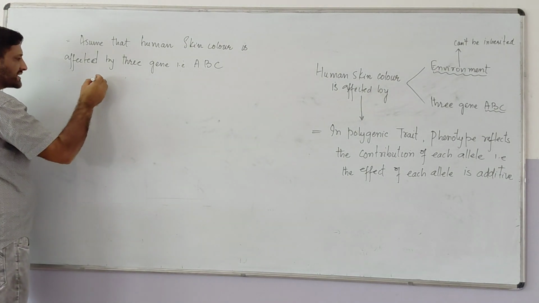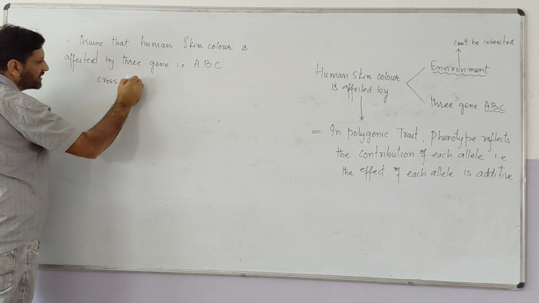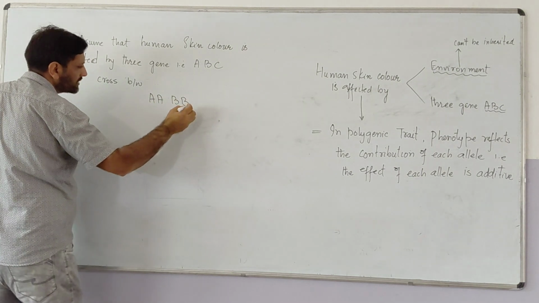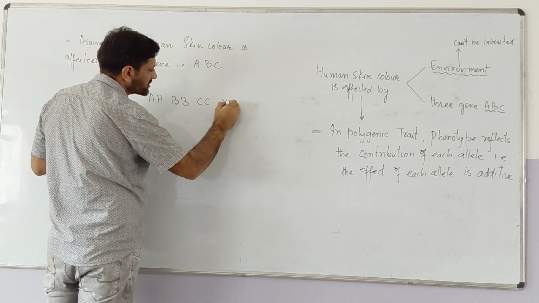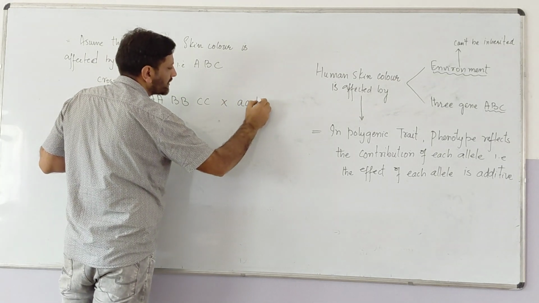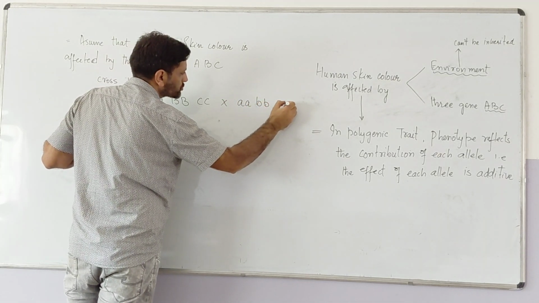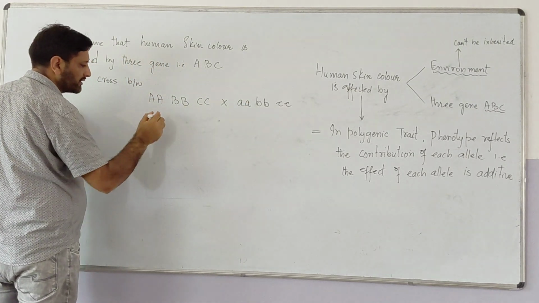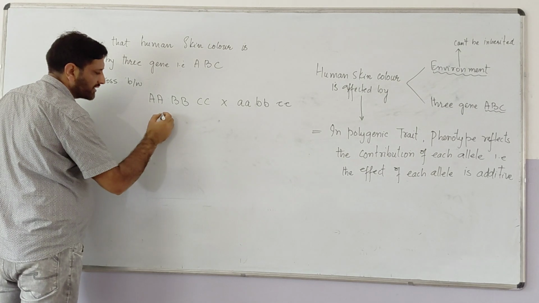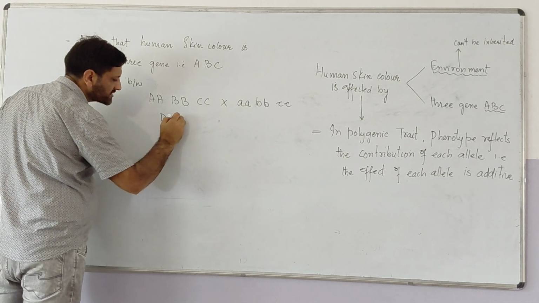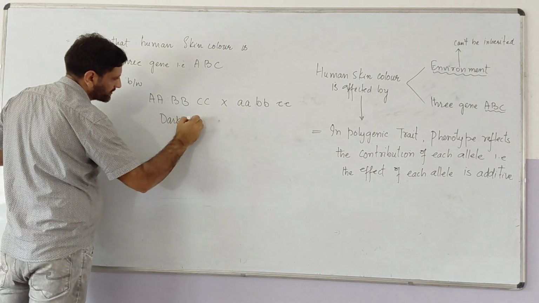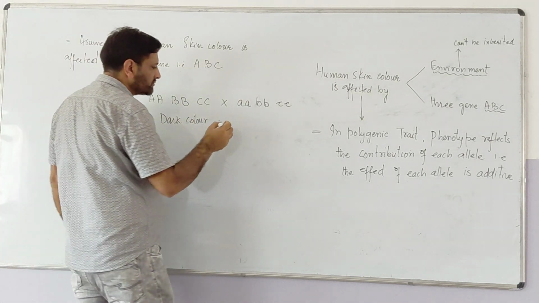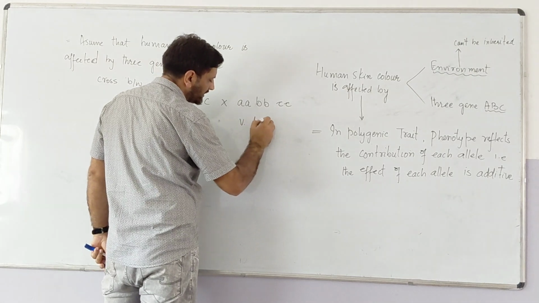Let us have a cross between capital A capital A, capital B capital B, capital C capital C, and small a small a, small b small b, small c small c. When all the alleles are dominant, they will affect the skin color and produce a very dark color, and the other will produce a very light color.